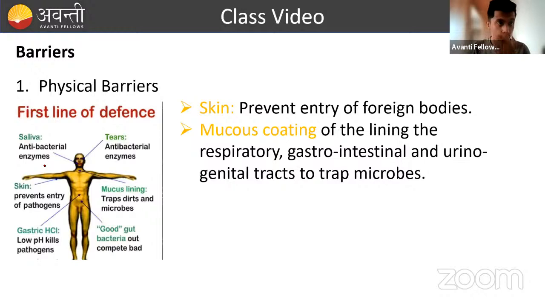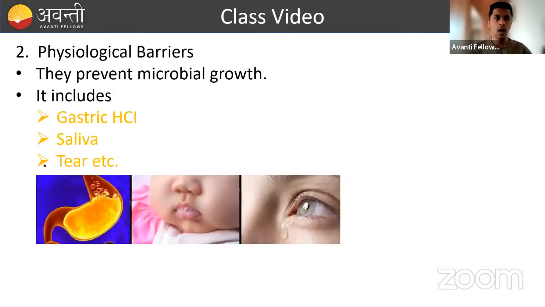Now when we talk about non-specific immunity, we have physical barriers. We gave the examples of physical barriers: skin and the mucous coating of the lining of the respiratory, gastrointestinal, and urinogenital tracts to trap the microorganisms. Under physiological barriers, they have properties of preventing antigen infections.